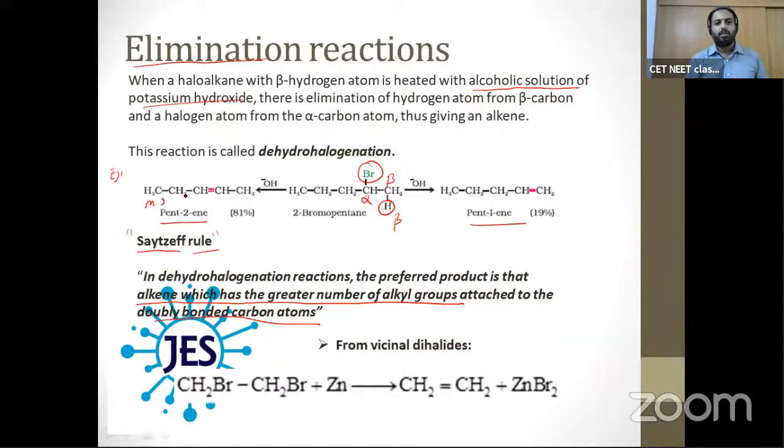This is more substituted, and this is less substituted. And the more substituted alkene is always the major product. That is because it is stabilized by hyperconjugation.